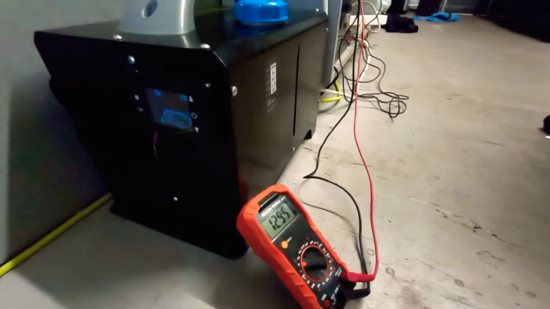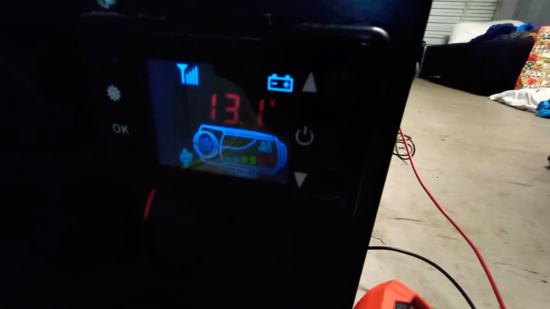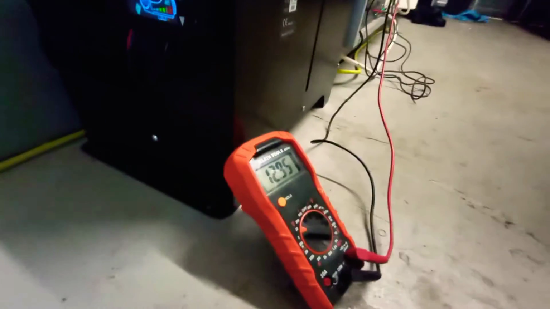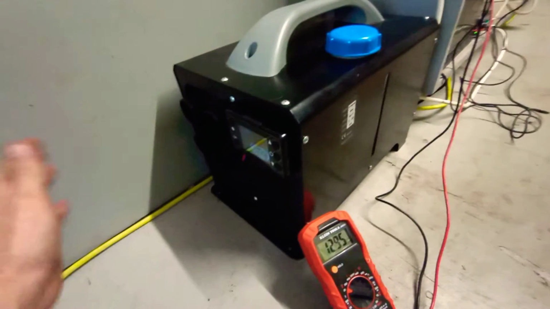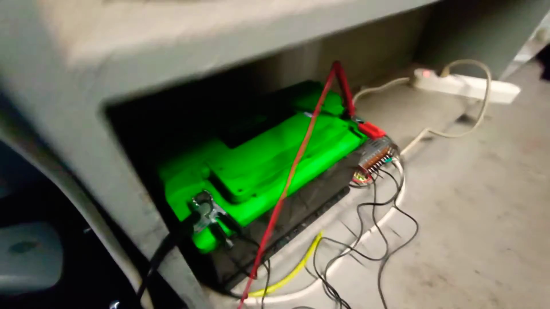Okay, now we're up and running. Full heat. 12.9. Yeah, it's hot. Now, I want to come over here and act like the power went out. Boom!